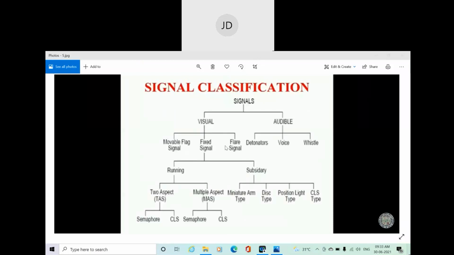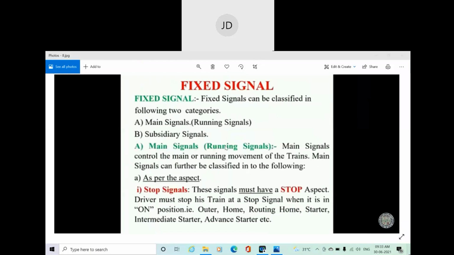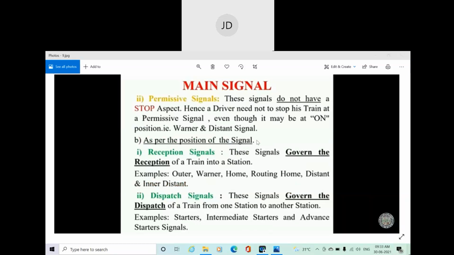This is the classification of signals we have discussed. Under fixed signal, we have main signal or subsidiary signals. Again, under main signal, we have stop signal and permissive signal. Based on position, the permissive signal can be classified under reception signal and dispatch signal. Different examples are Warner and distance signal. These two are under permissive signal. Anyway, we are going to discuss that.